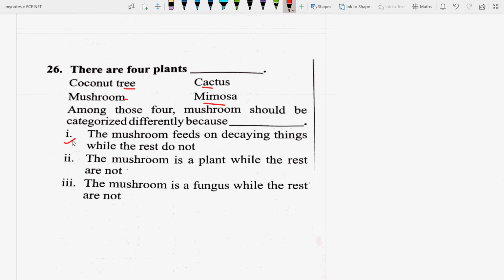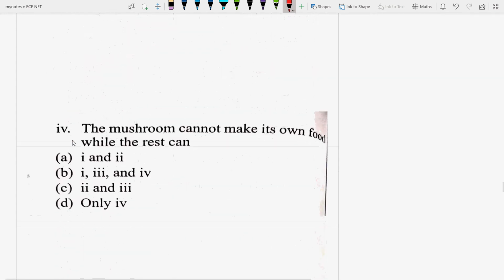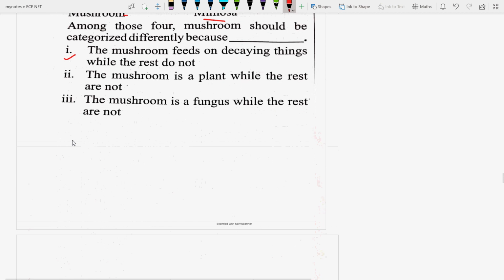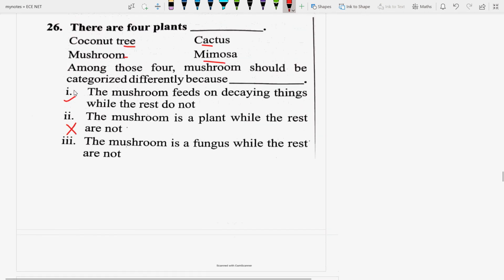It is true. And then, the mushroom is a plant while the rest are not. No, all the others are also plants. First they become a plant, then become a tree. Coconut tree also, it has to be a plant first, then it grows out into a tree. Na? Third is, the mushroom is a fungus while the rest are not. Yes, it is also true that mushroom is a fungus.